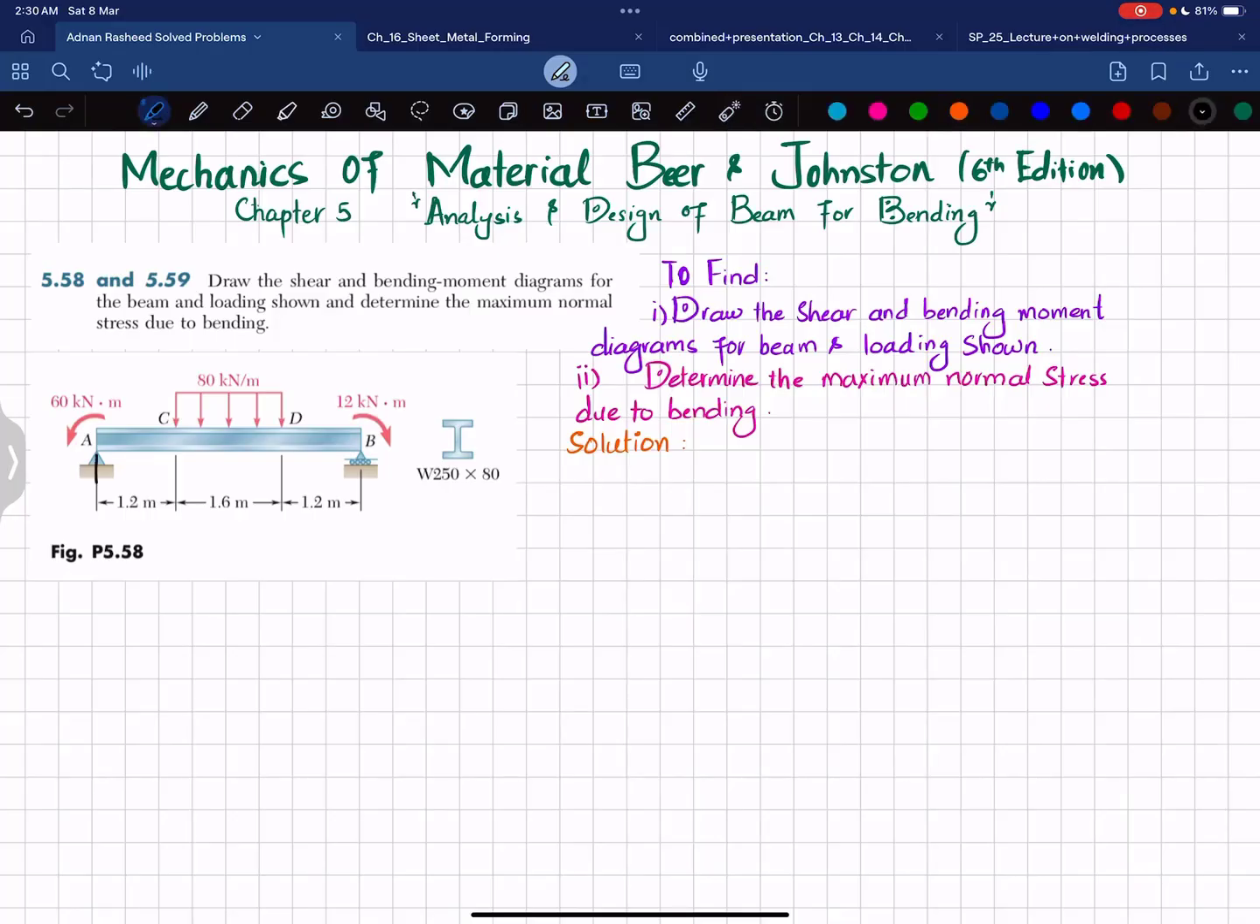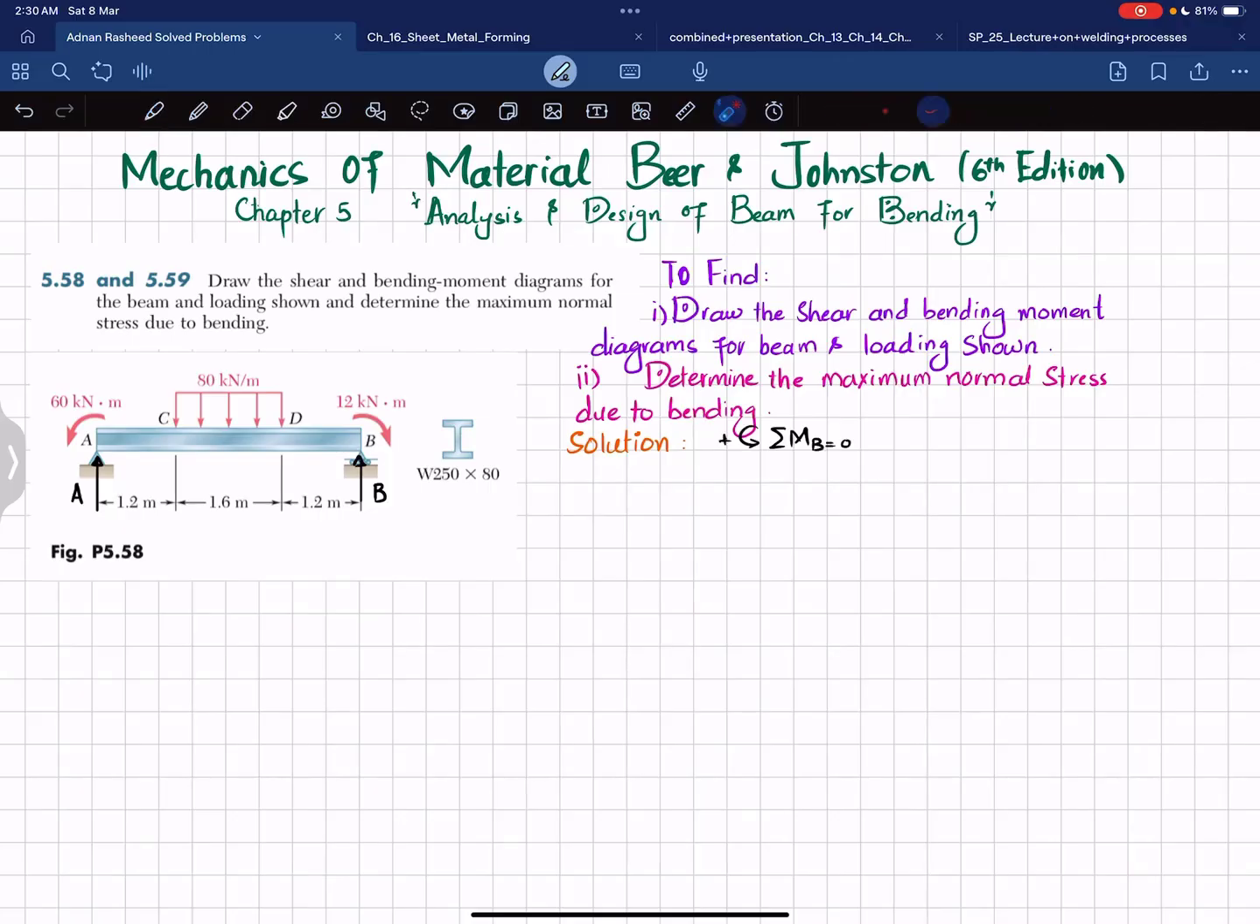So first step, if you remove this pin support at point A, you will have a vertical reaction force which is represented as A, and if you remove this roller support at point B, you will have a vertical reaction force B. So first we will find A and B by using the equations of equilibrium. The first equation of equilibrium is that the sum of all moments about point B is equal to 0, taking the counterclockwise moment as positive.